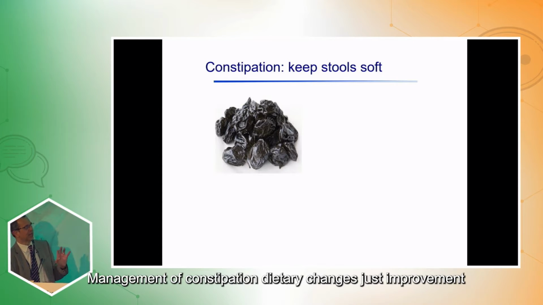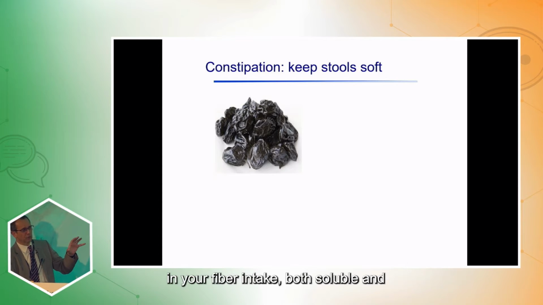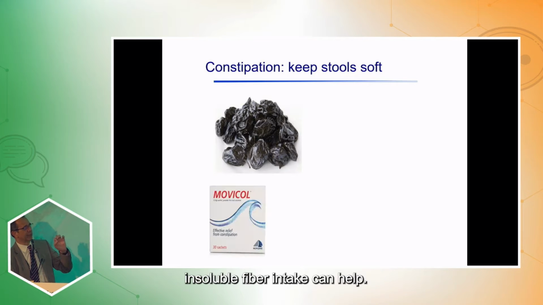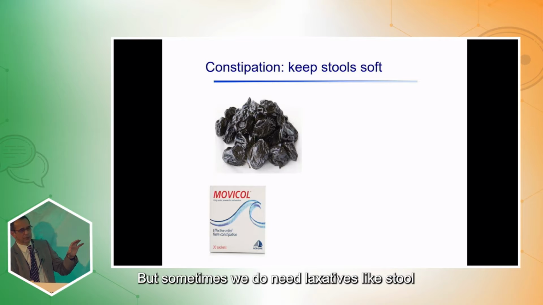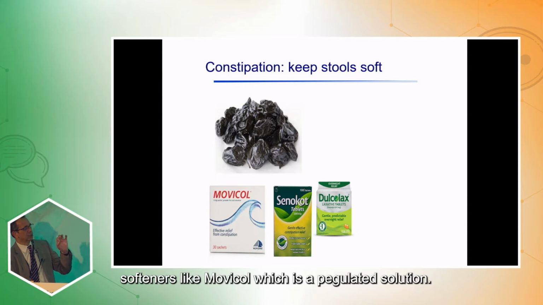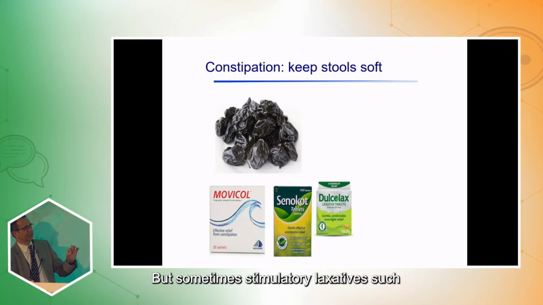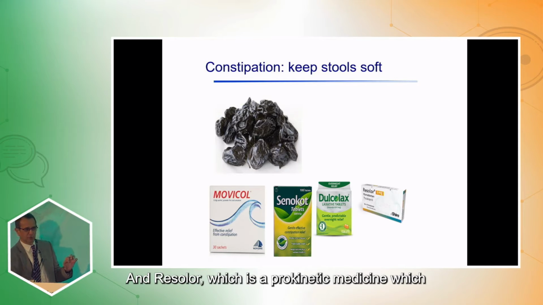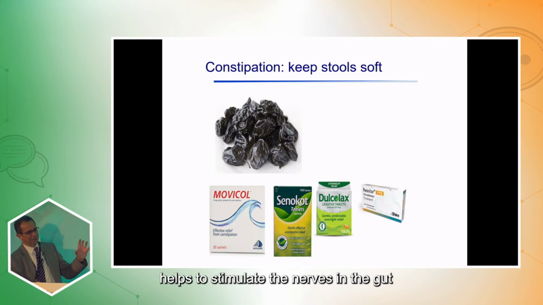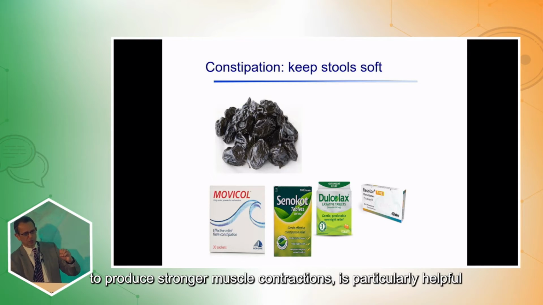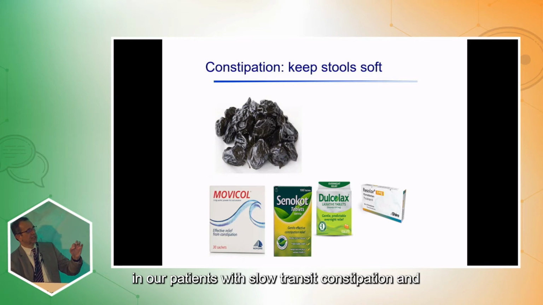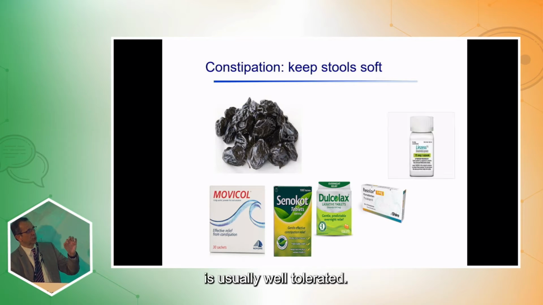Management of constipation: dietary changes, just improvement in your fiber intake, both soluble and insoluble fiber, can help. But sometimes we do need laxatives like stool softeners, like Movicol, which is a pegylated solution, but sometimes stimulatory laxatives such as Senokot, Dulcolax are required. And Resolor, which is a prokinetic medicine which helps to stimulate the nerves in the gut to produce stronger muscle contractions, is particularly helpful in our patients with slow transit constipation, and is usually well tolerated.